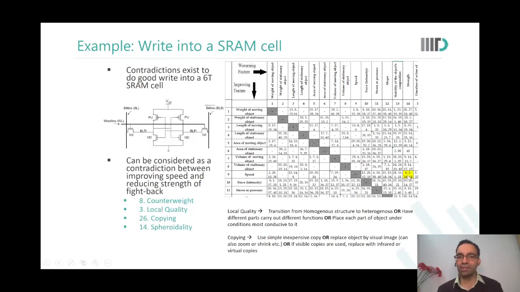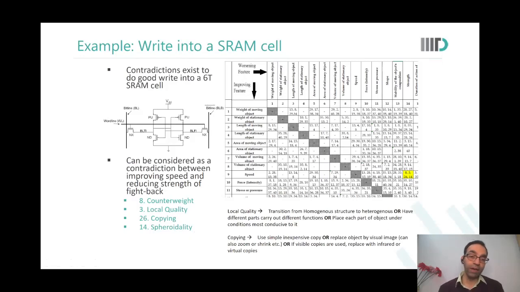And that is what is not desirable. So we looked at this particular box. We saw, okay, 8 and 3. 8, 3, 26, and 14 were the principles most commonly used to solve this kind of a conflict or contradiction. So what are the principles used? Counterweight, local quality, copying, and spheroidality. I brainstormed around all these four.